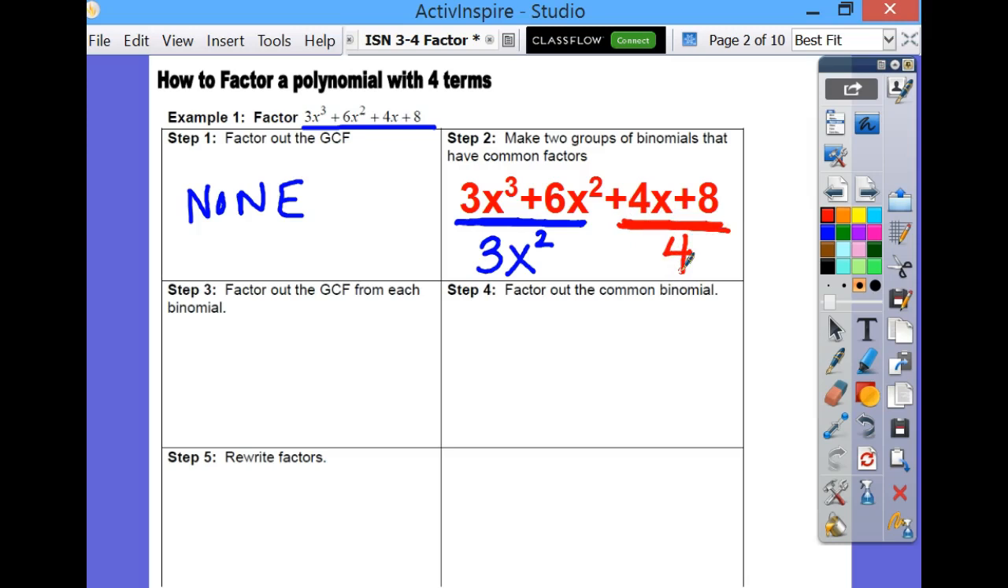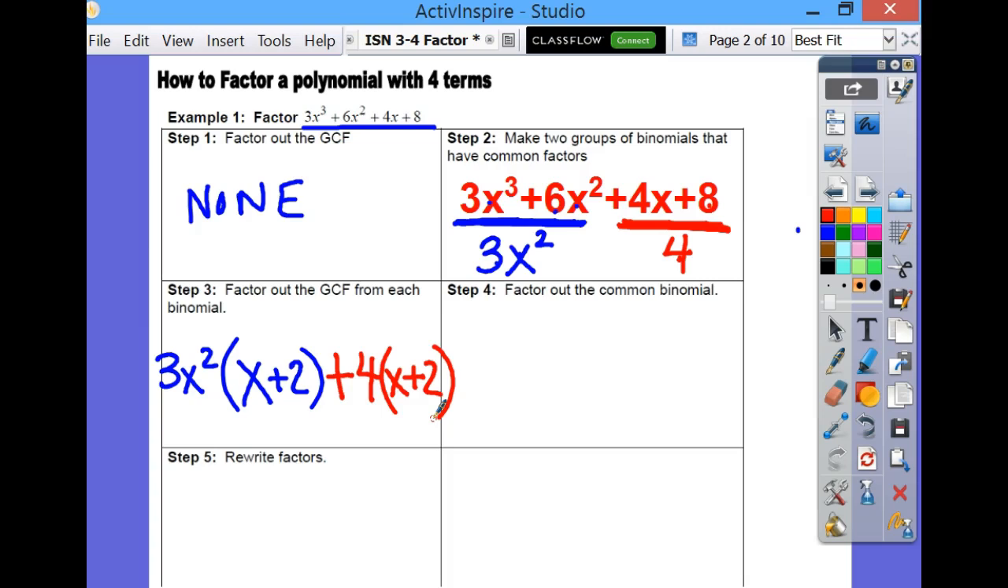Does this part right here have a GCF? Then I am going to factor out those GCFs. So, for this part right here, I'm going to factor out the 3x squared. 3 divided by 3 cancels out. X to the third divided by x is simply an x. 6 divided by 3 is 2, and the x squareds will cancel out. For this term right here, I'm going to factor out a positive 4. 4 divided by 4 cancels out, and I have an x. 8 divided by 4 is 2.